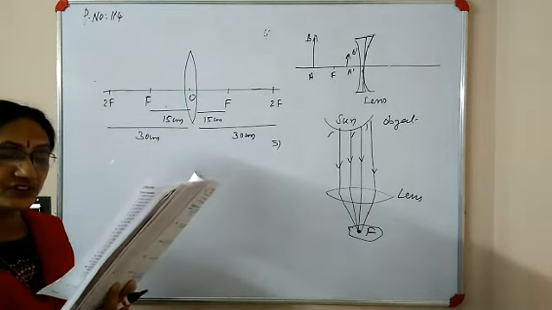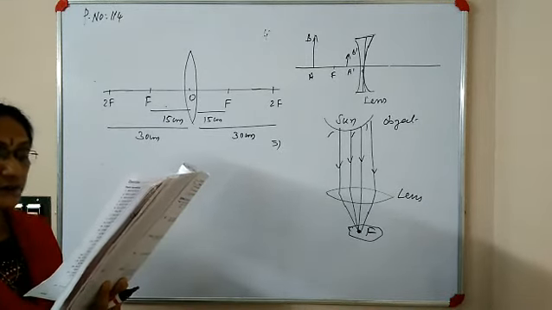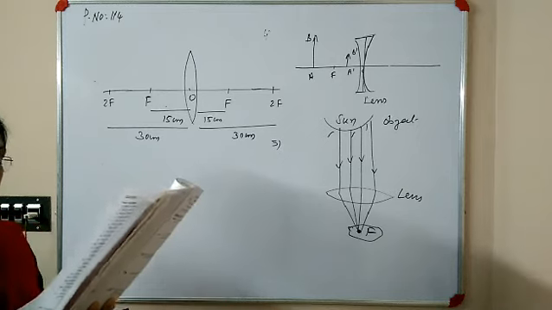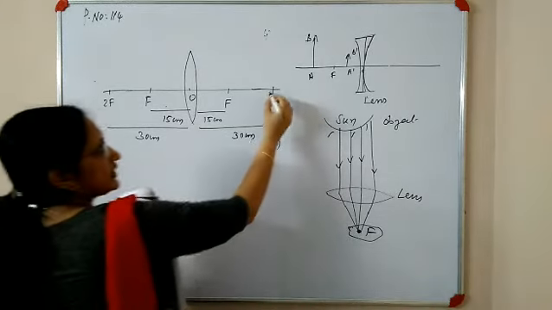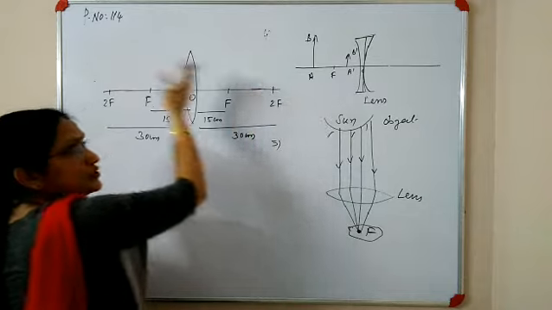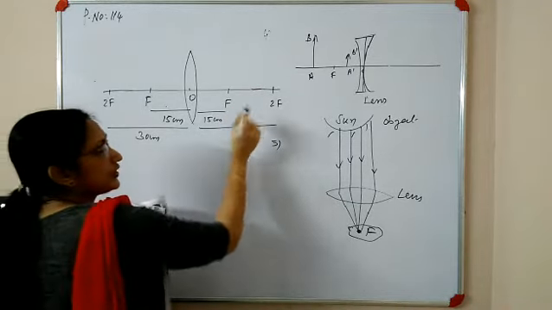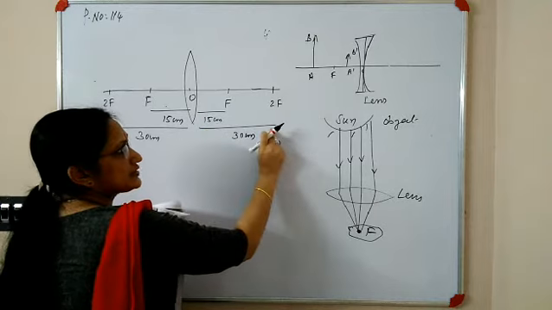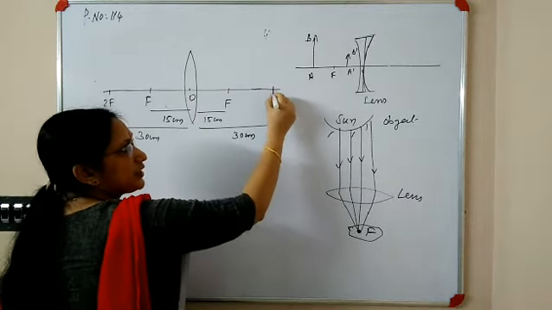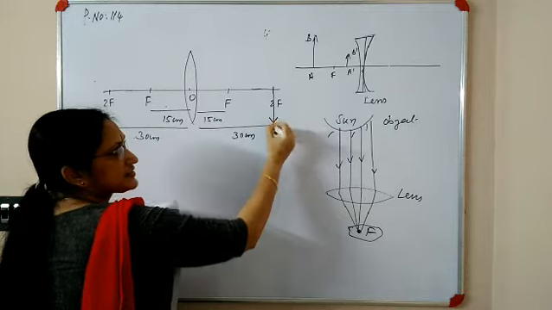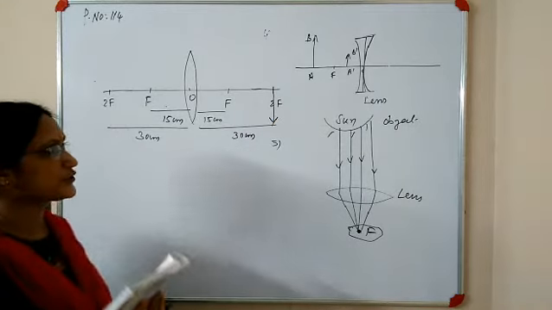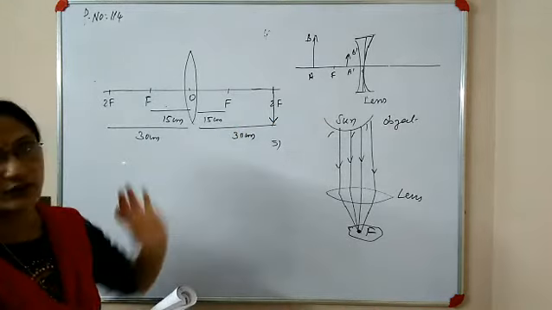Position of the object is not given. Image is formed at 30 centimeter distance. Here the image is forming. Object usually we draw on the left side, image on right side. So image is formed at 30 centimeter away means here is the image formed. Since it is a real image, it will be inverted. So image location we got.